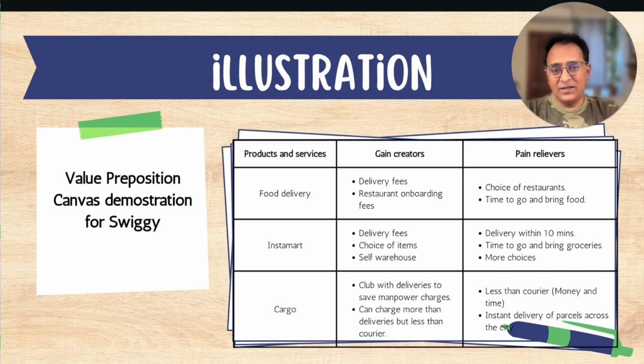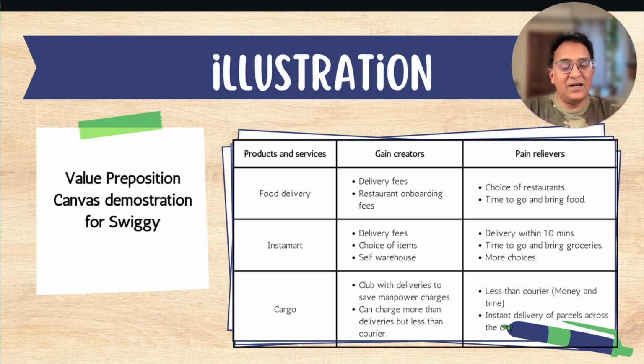Cargo is something they came out with a few years ago. Basically, if I want to send a parcel from here to some other place in the same city, earlier I used to take a courier service, which takes 24 hours, or I used to go and do it myself. But now it happens in a few minutes or a few hours. They club the deliveries to save manpower charges. They can charge more than the deliveries but less than the courier charges. So that becomes a business model.